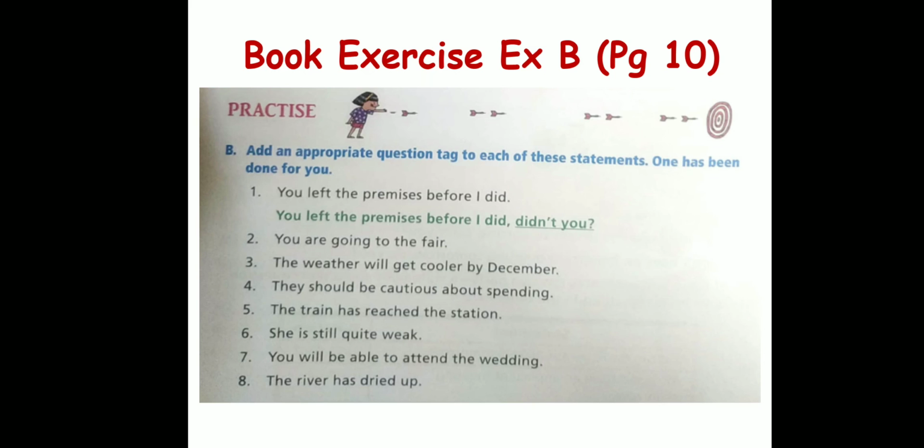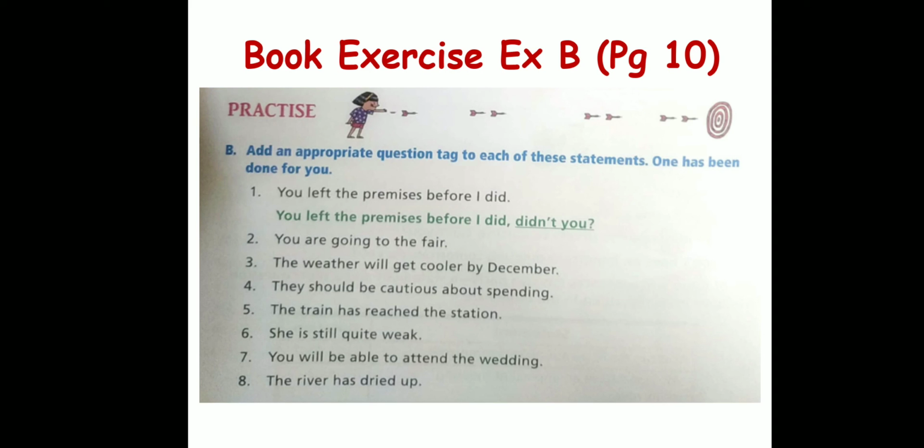After you've understood this part, there is exercise B on page number 10. So this chapter only has two exercises. This is the last one. Let's see what we have to do here. Add an appropriate question tag to each of these sentences. One has been done for you. You have to add a question tag.